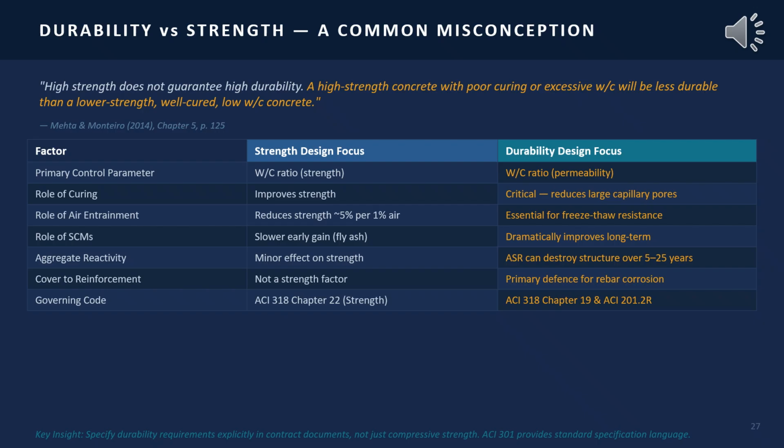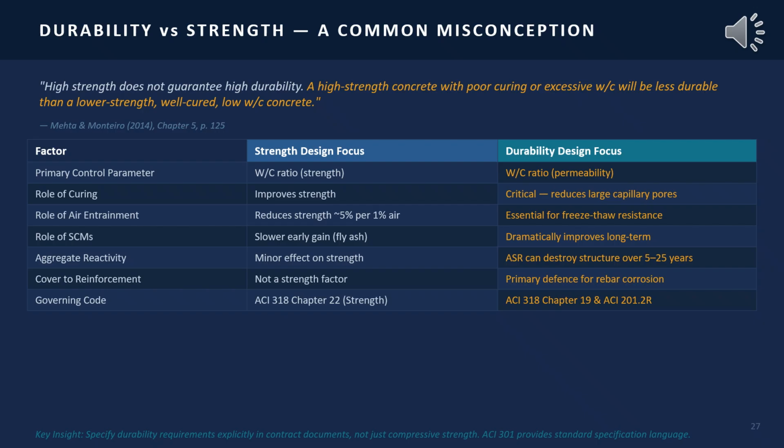The classic example is air entrainment. We know that each 1% of entrained air reduces compressive strength by approximately 5%. If you had a purely strength focused mentality, you might be tempted to reduce air content to boost strength, but doing so would sacrifice freeze-thaw resistance, which is a far more critical durability concern for an exposed element in a cold climate. Similarly, fly ash and slag reduce early strength gain.